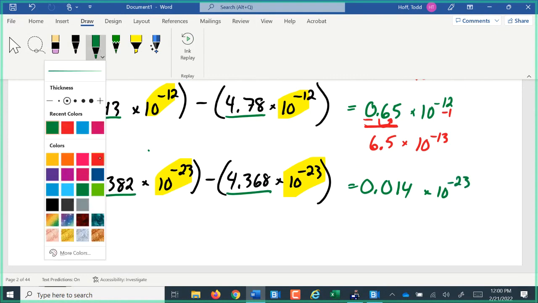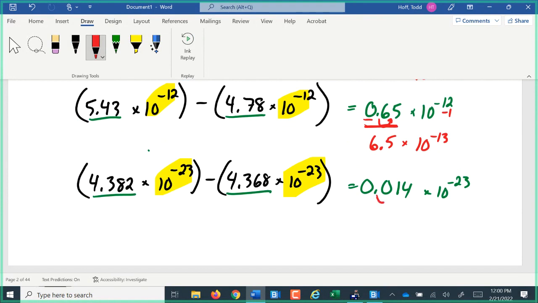Now here, not only is there not a non-zero digit in front of the decimal, if we move over one, it won't be non-zero. So we actually have to go two spots here. Make that 1.4. So we had to move two spots here, which means the power of 10 has to change by 2. This got larger, the power of 10 will get smaller. Negative 23 minus 2 will be a negative 25.